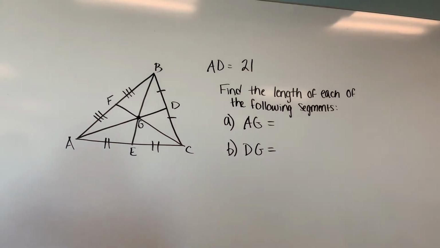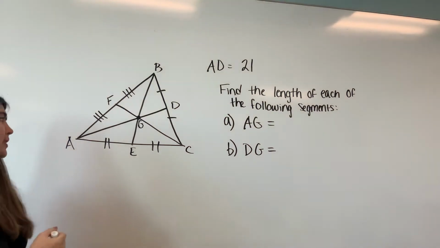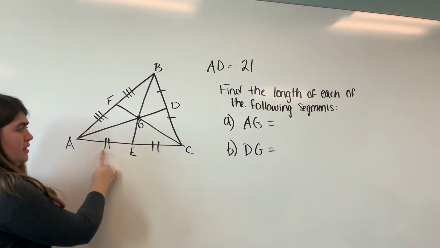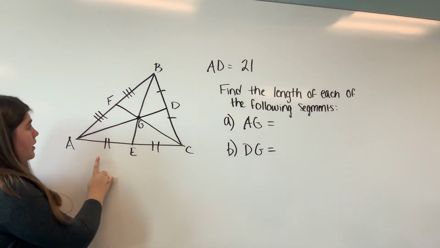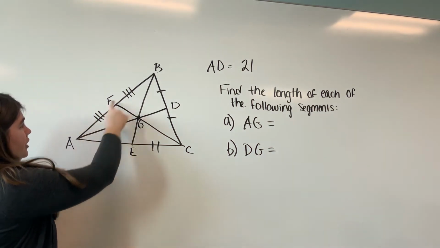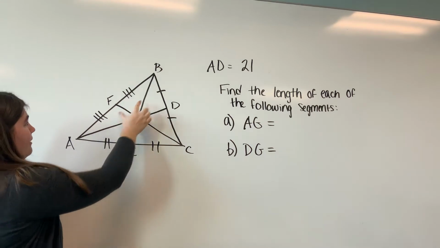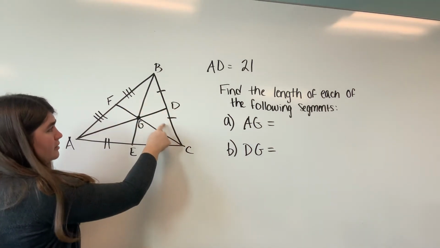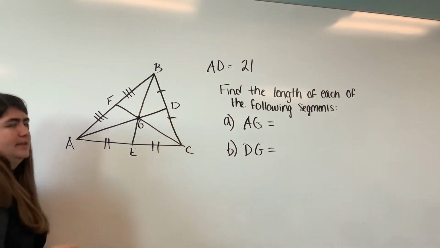So if we look at this triangle here, we notice a few things. We have these two tick marks here and there, which means these two sides are congruent. And I have 3 tick marks here, 3 tick marks there. So AF and FB are congruent. I have a single tick mark here, a single tick mark there, so BD and DC are congruent.